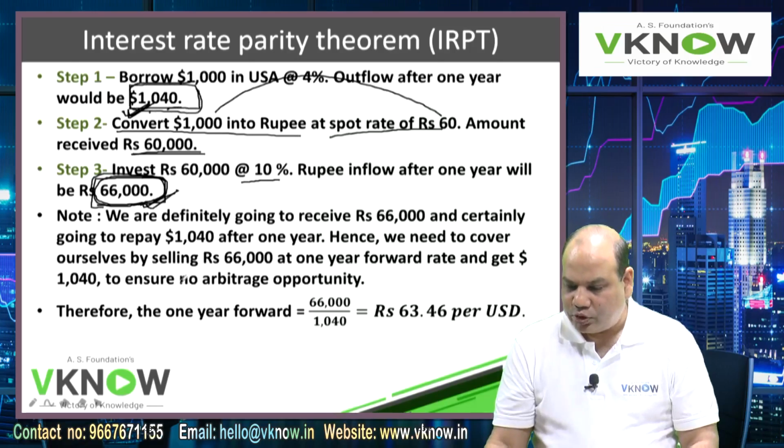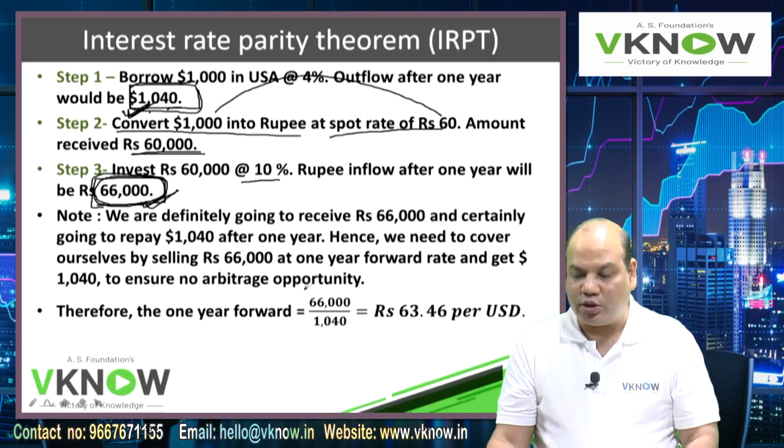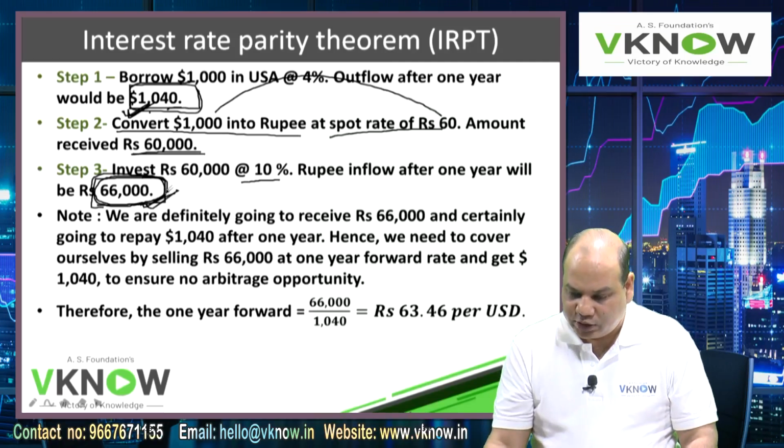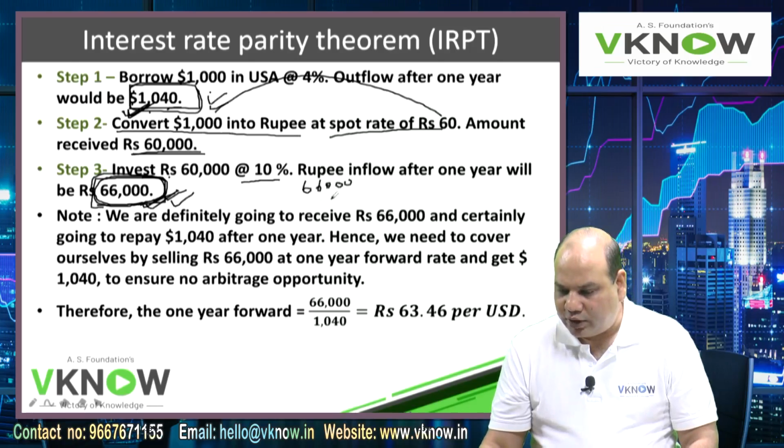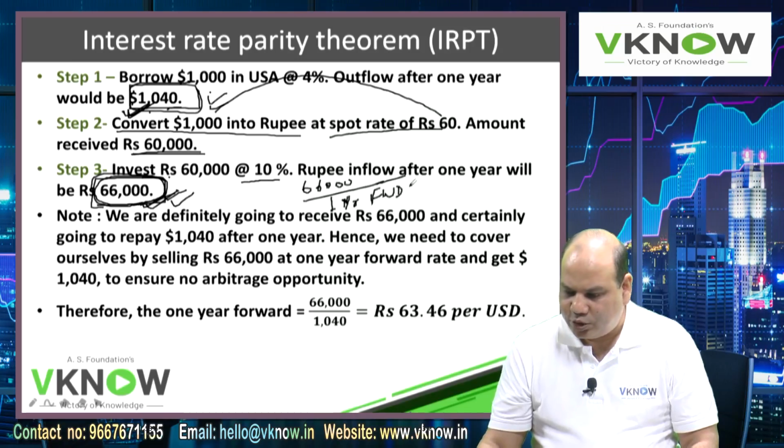Hence we need to cover ourselves by selling rupees 66,000 at the 1 year forward rate and get $1040 to ensure no arbitrage opportunity. After 1 year, these two figures must be equal on conversion at the 1 year forward rate. This 66,000 divided by the 1 year forward rate (FWD) should give me $1040. If not, an arbitrage opportunity will arise, right?